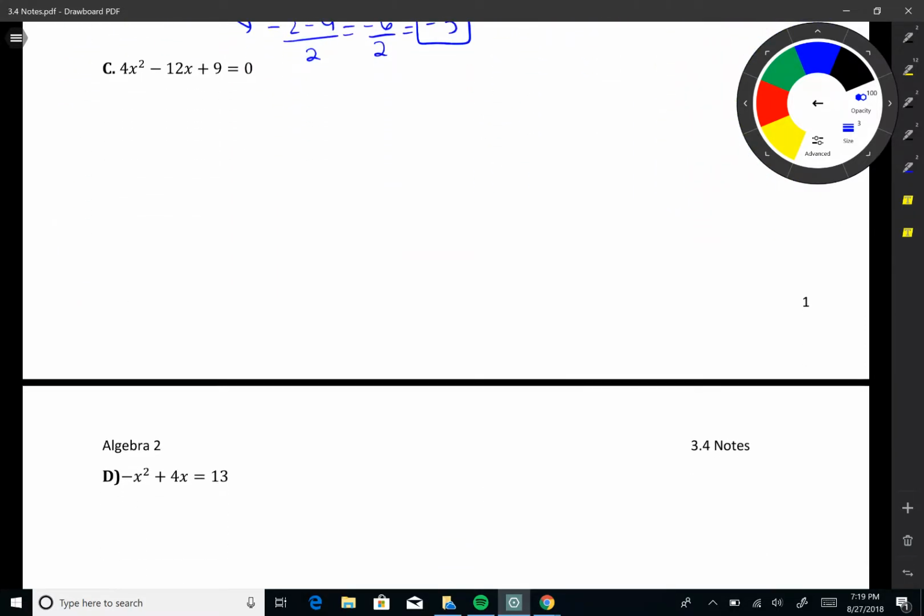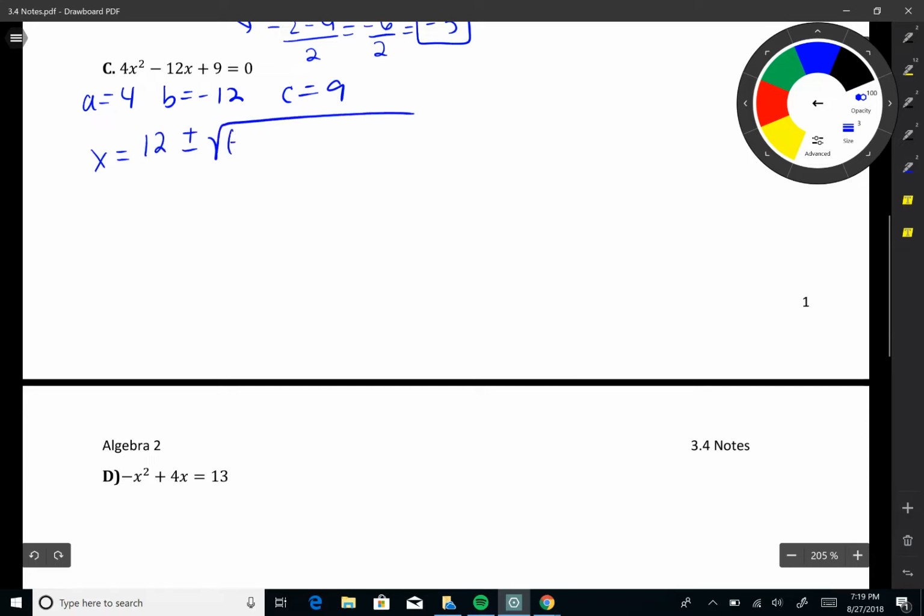In C, my A term, this is already set equal to 0, so we're all good to go. A equals 4, B equals negative 12, C equals 9. Let's plug it in. X equals the opposite of B, which is positive 12, plus or minus the square root of B squared, negative 12 squared, minus 4 times A, which is 4, times C, which is 9, all over 2 times A, 2 times 4.